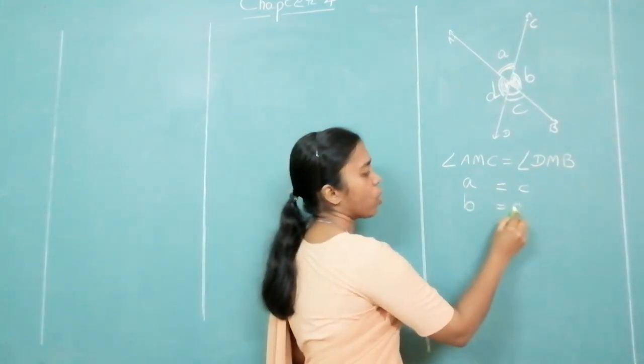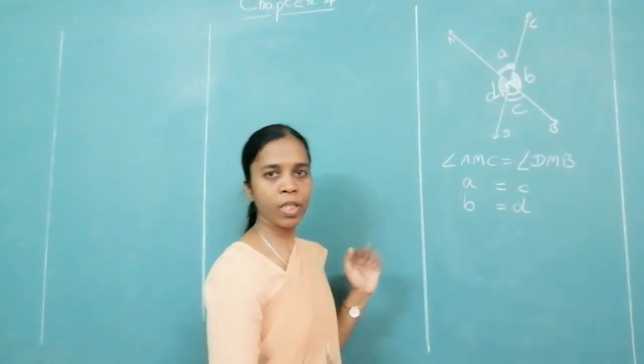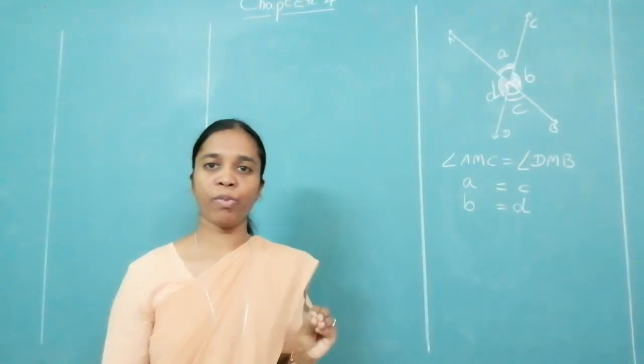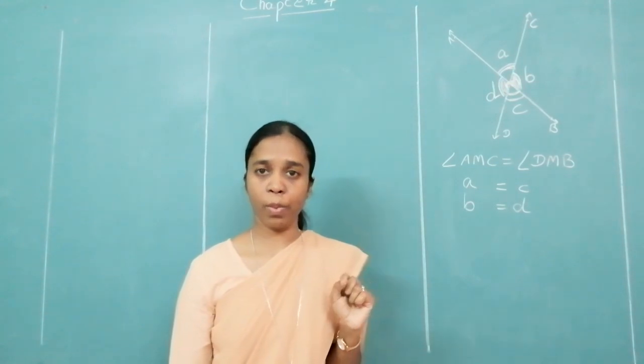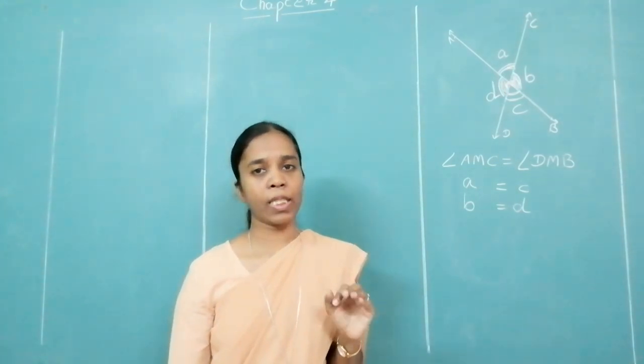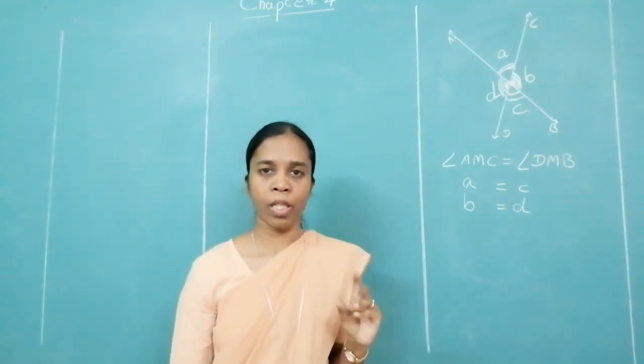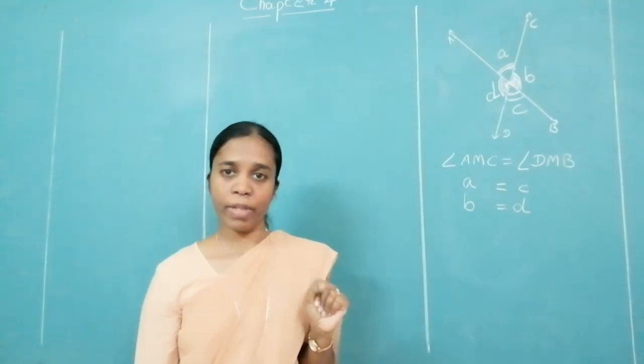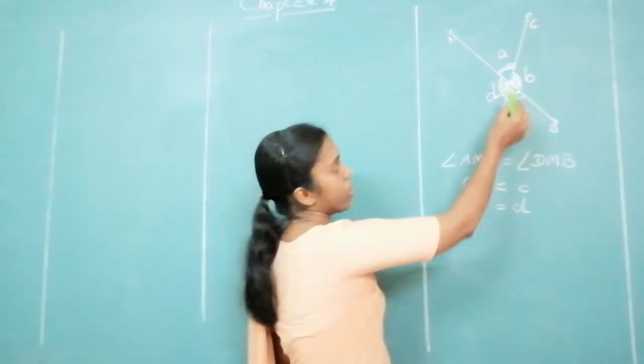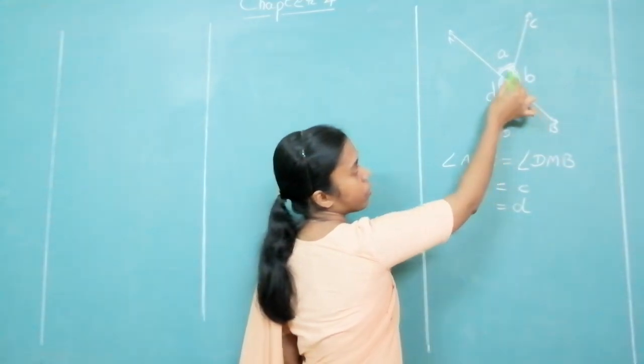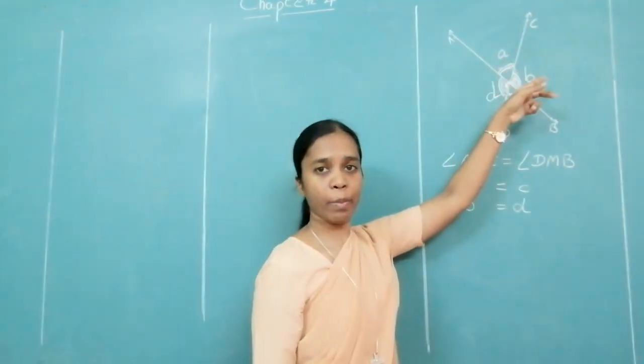Similarly, B is equal to D. This is the property of vertically opposite angles. What is the property? Vertically opposite angles are equal in measure. Let us try and see whether they are equal, whether we are getting it. You look at this A and B. What type of angles are A and B?